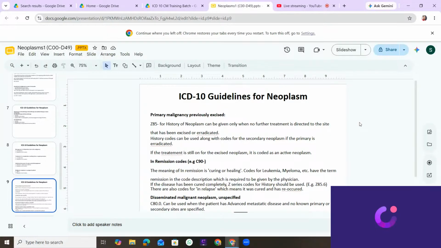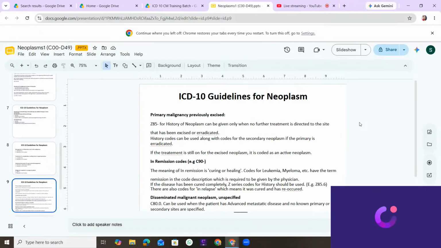Primary malignancy previously excised: Z85, the history of neoplasm code, can be given only when no further treatment is directed at the site that has been excised or eradicated earlier. The history code can be used along with the code for the secondary neoplasm if the primary is eradicated. If the treatment is still ongoing on the excised neoplasm, it is coded as an active neoplasm. Please note it.